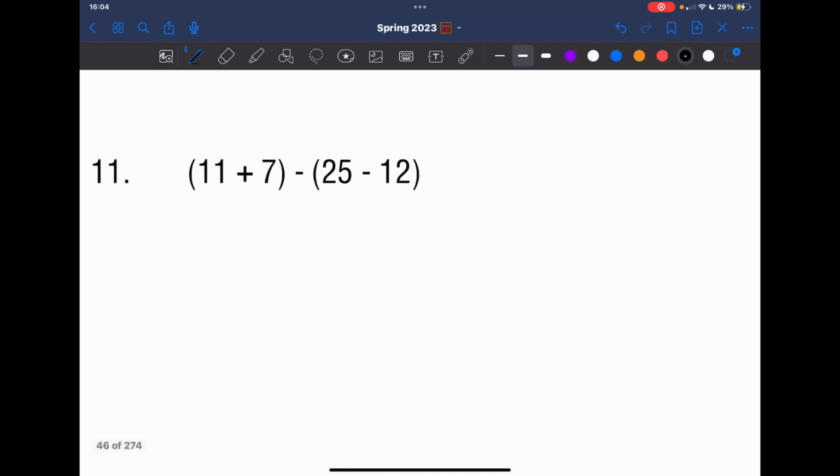Number 10, working inside the parentheses again. I'm going to have 18. Bring down the sign. 25 minus 12 is 13. So 18 minus 13 is 5.